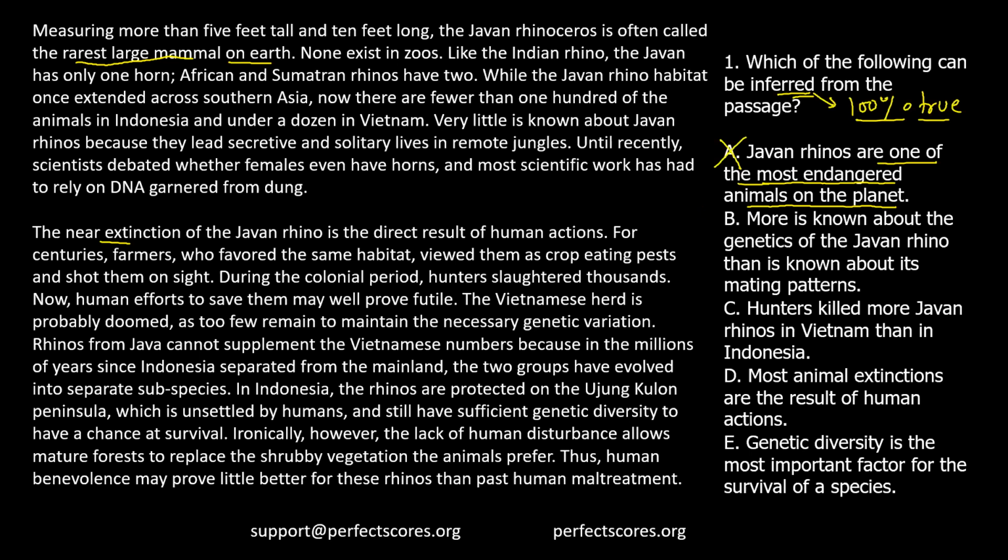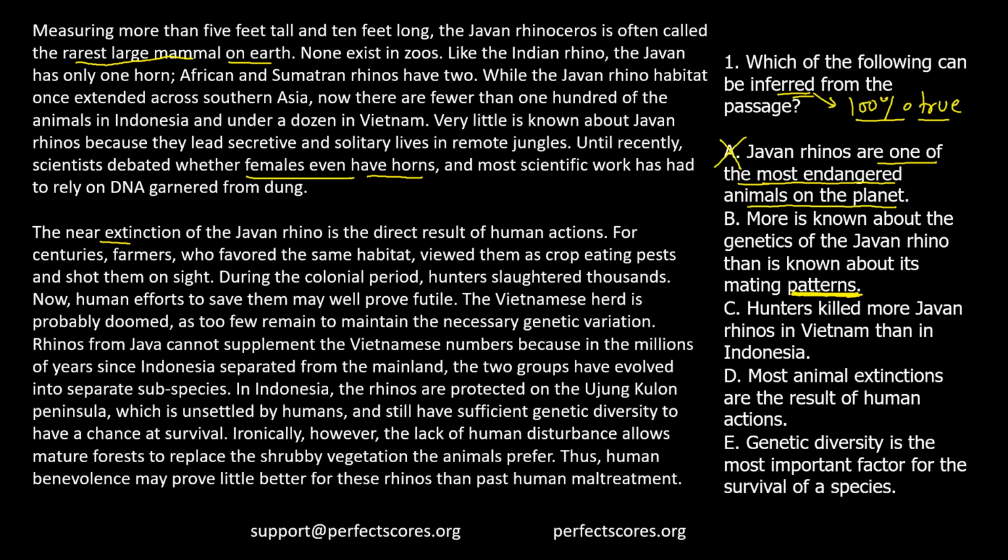Well, it's both kind of similar in a way, because they're saying that the Indonesian herd cannot mate with the Vietnamese herd because of the genetic diversity. Okay, so that is about interspecies, is it possible or not? But focus on this word, mating patterns. Now, what do you need to know about mating patterns? You definitely need to know how females behave, how males behave. And if you don't even know whether females even have horns or not, you definitely can't know much about the mating patterns, right?